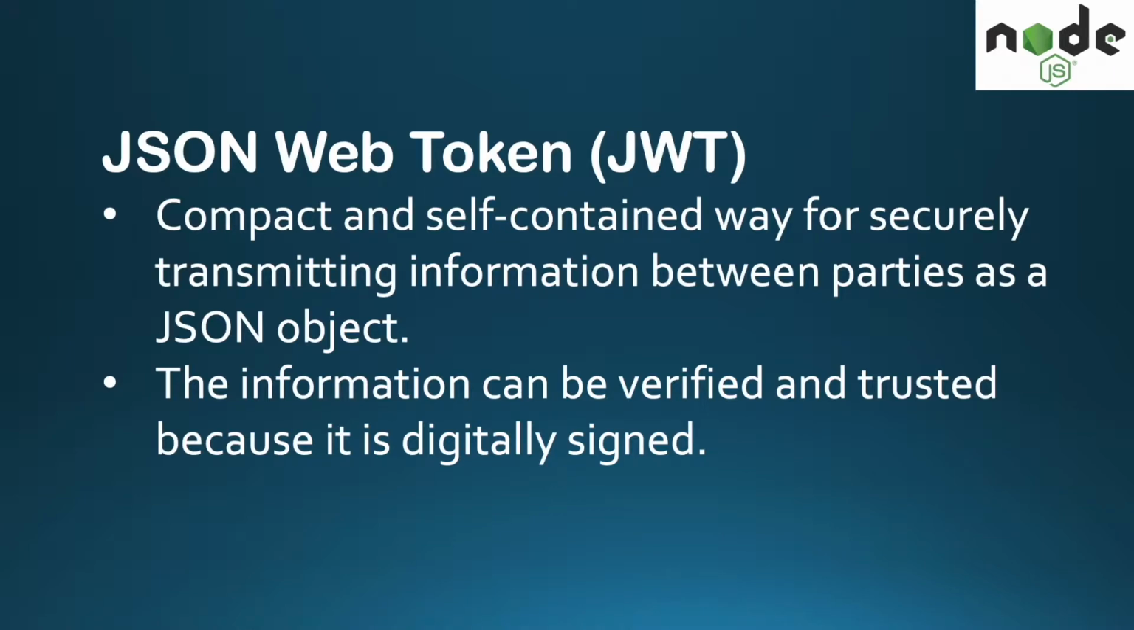They are a compact and self-contained way for securely transmitting information between parties as a JSON object. So we're sending information as a JSON object, and they are a compact and self-contained way for doing that. And we'll come back and try and understand both these terms, compact and self-contained. The information that has been sent can be verified and trusted because it is digitally signed. So the information that is getting transmitted is digitally signed, and hence can be verified and trusted.